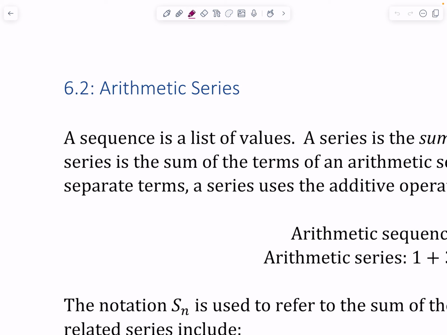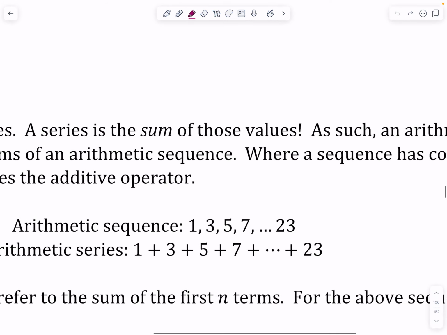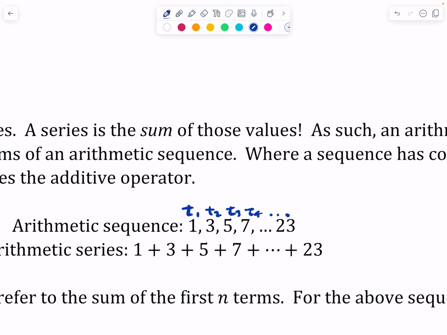In this lesson, we're looking at a series, where a sequence is a listing of terms where we have commas in between, and we could say this is term 1, and then term 2, term 3, term 4, all the way up to whatever term that is. A series has plus signs in the middle. We're adding all the terms of the related sequence together. And that is the main defining difference between a sequence and a series.